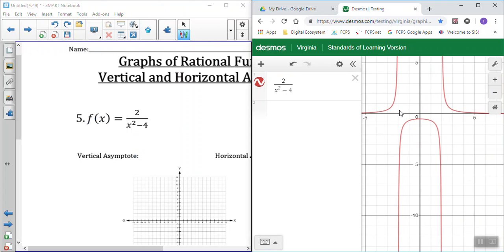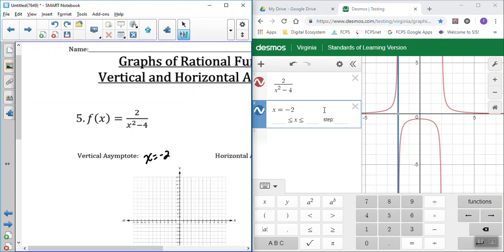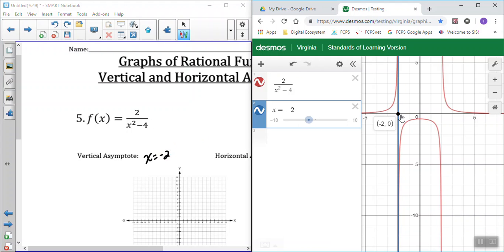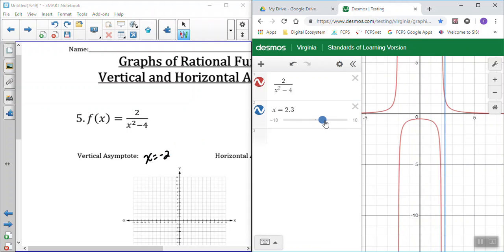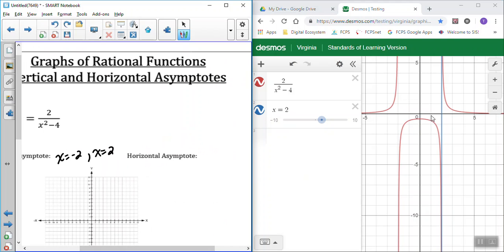There's one here at x equals -2. Yep, right there, x equals -2. And then the other one is at, let me move it over, it looks like +2. Yep, x equals +2. And then let's look at the horizontal asymptote.